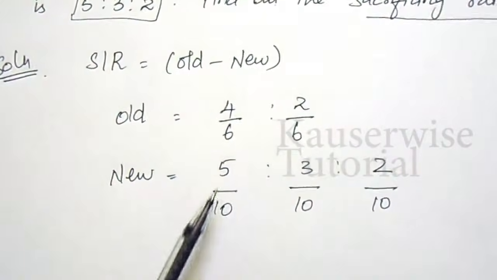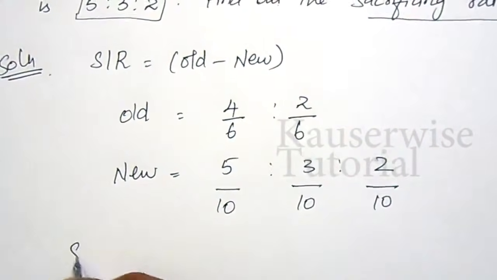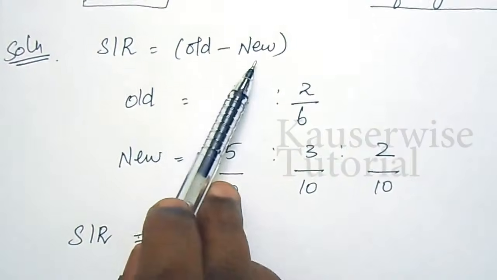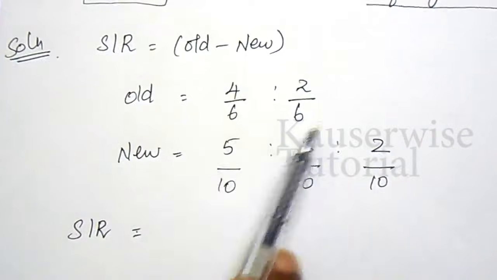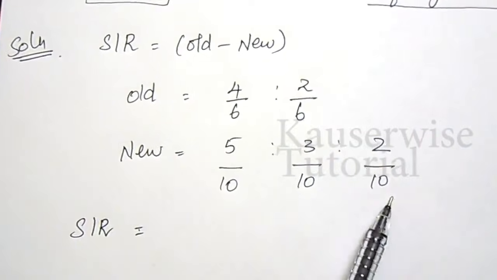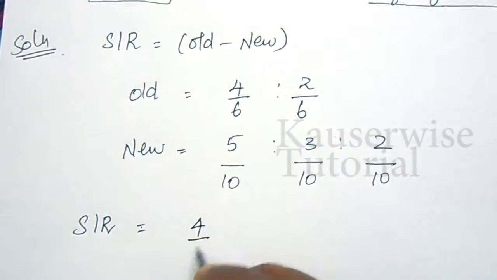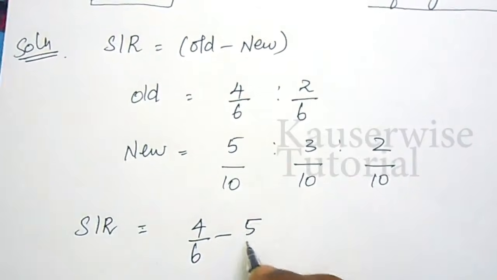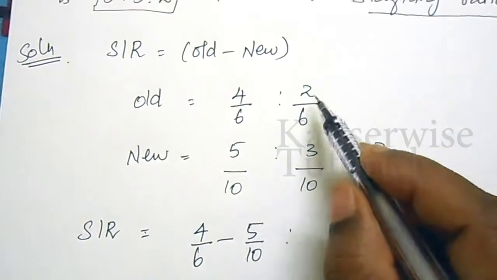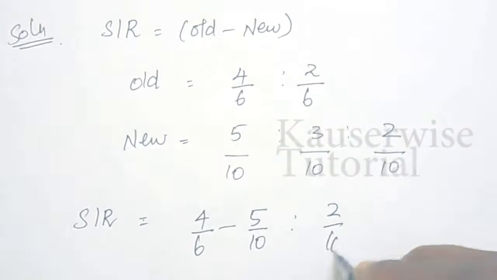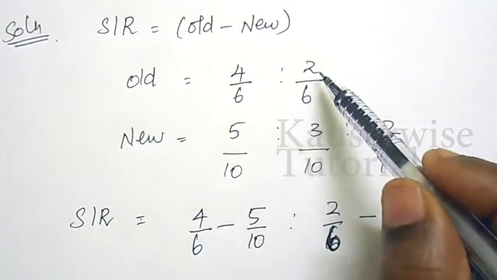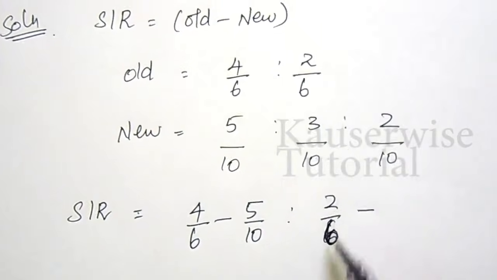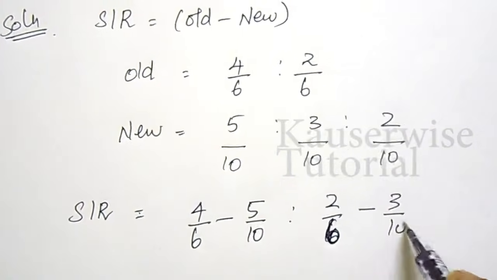So old ratio is given, new ratio also given. Now we can calculate sacrificing ratio. The formula is old ratio minus new ratio. So only the old partner can sacrifice share to new partner. So old ratio 4 by 6 for A, 4 by 6 minus 5 by 10. For B, old ratio is 2 by 6, new ratio is 3 by 10. So 2 by 6 minus 3 by 10.